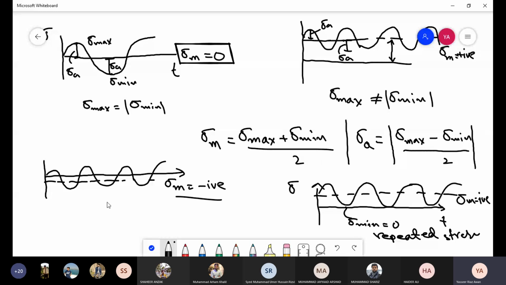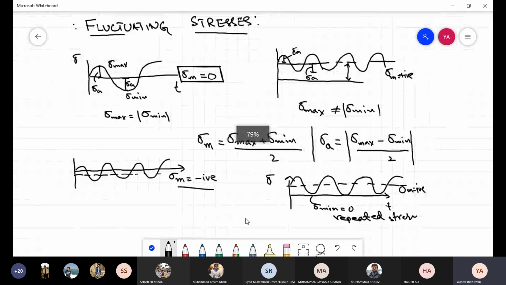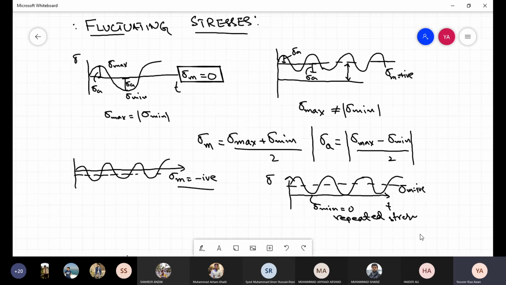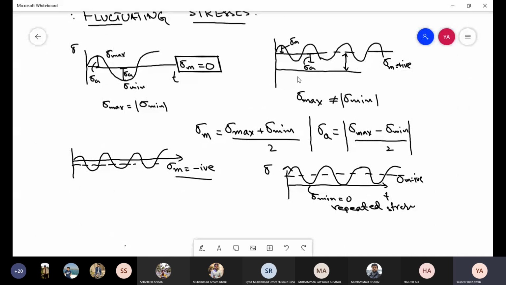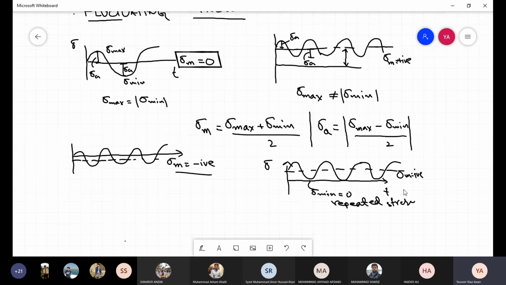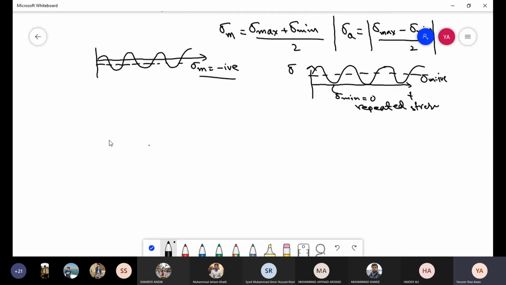Now, any questions from this? So we have just talked about how to characterize fluctuating stresses. We use the terms sigma mean and sigma A. Now, obviously, not all loads are like this. Not all loads come in this beautiful sinusoid pattern that can be easily analyzed. So real loads obviously can be different from this.